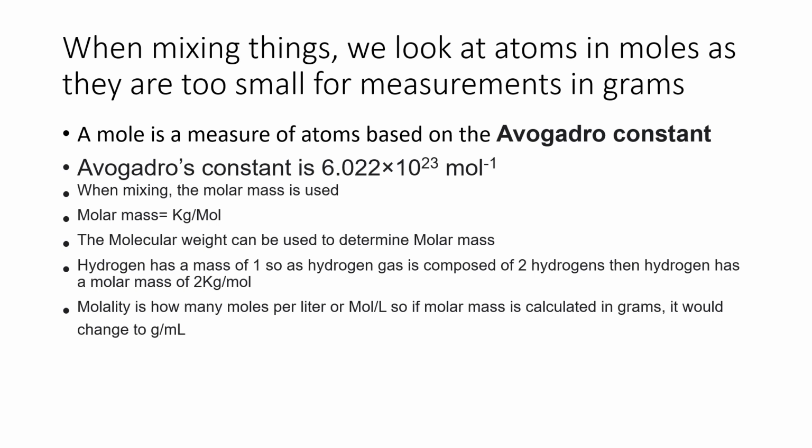If we look at different things, we sometimes have to bind them together. So for instance, hydrogen gas is composed of 2 hydrogens. And so the molar mass of hydrogen gas would be 2 kilograms per mole. We also have molality, which is the amount of moles that we dissolve per liter. So if we have a molar mass in grams, we can calculate what its molality would be.